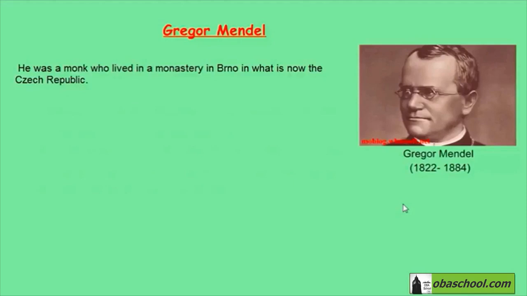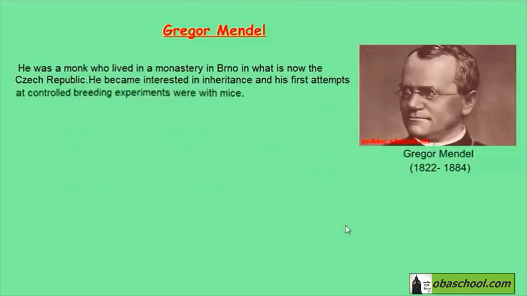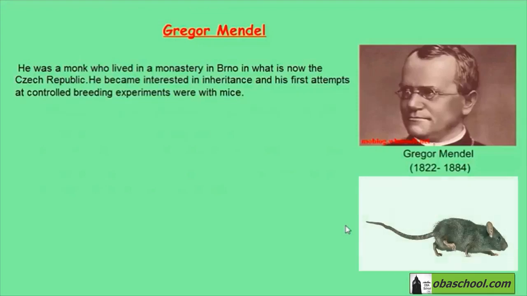He became interested in inheritance, and his first attempts at controlled breeding experiments were with mice. So he was interested in genetics. He wanted to work on mice to study how characteristics are inherited from parents to offspring.